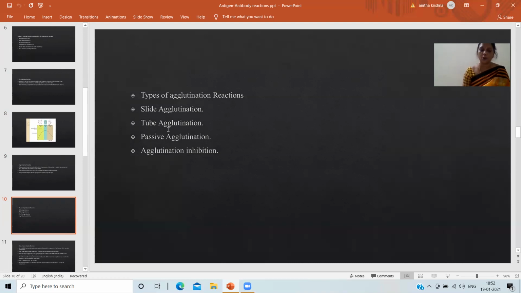Then talking about your tube agglutination. Generally this tube agglutination is the standard method of qualitative estimation of the antibody. What you do is, serum that is containing antibody is diluted serially with saline in several small test tubes. So you have to take a different number of test tubes, and then add the serum containing antibody along with the saline. It has to be diluted with the saline, then that has to be added.